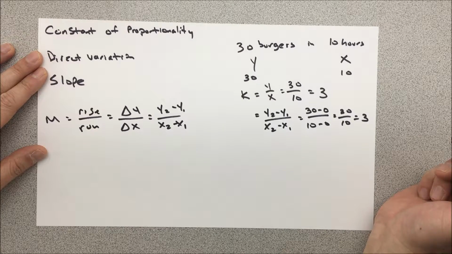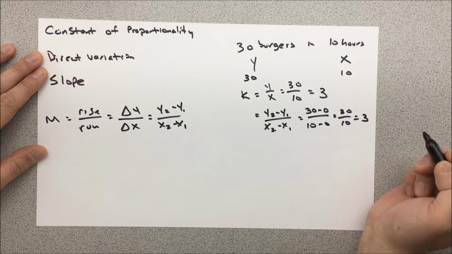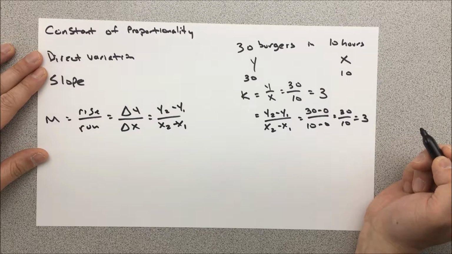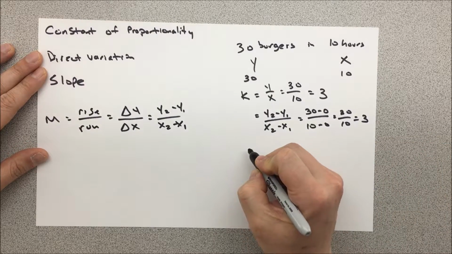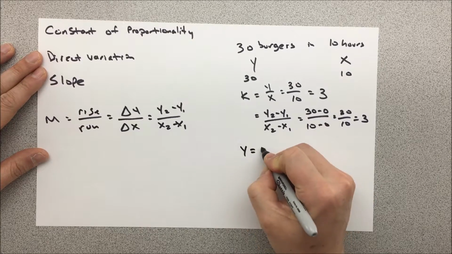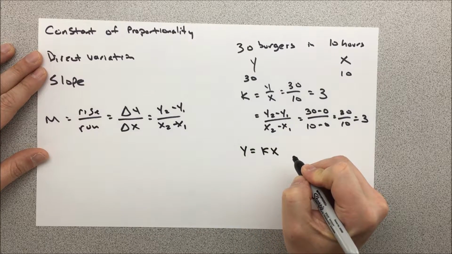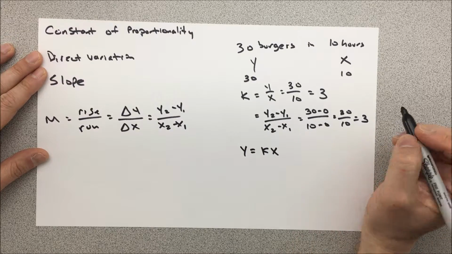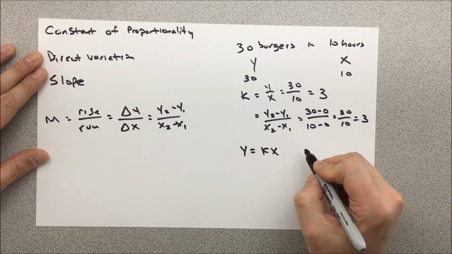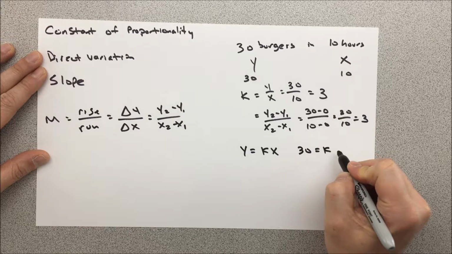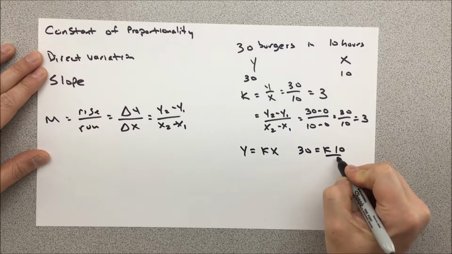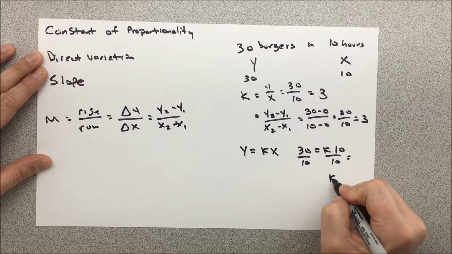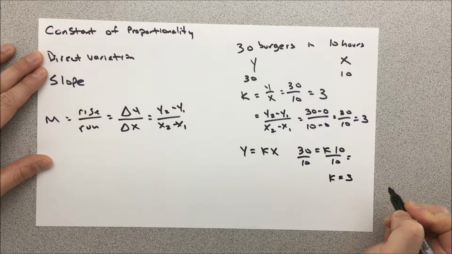Another term for constant of proportionality is direct variation. And the way you calculate direct variation is you have this formula, which is y is equal to kx. Based on the information given, you would just plug in the numbers. 30 is equal to k times 10. You divide both sides by 10, and therefore k is equal to 3.